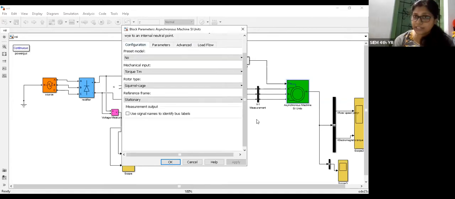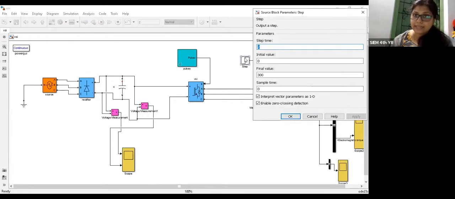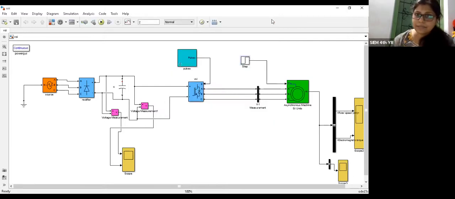As per the configuration of this machine, we are using a squirrel cage induction motor. TM is the reference of motor torque, which we have to give by a step signal. The step signal is given as 0 to 2, and the final value of 300 is given. So that is the reference motor torque which we are providing to the TM terminal of the asynchronous machine.